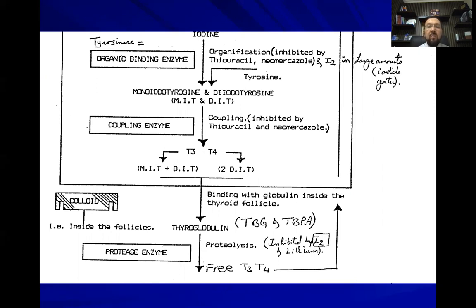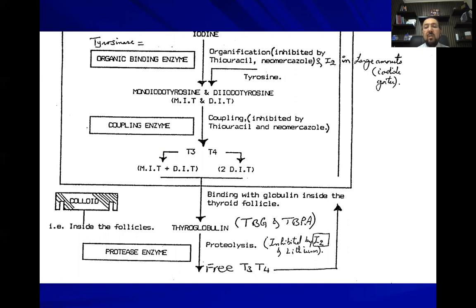These soon bind with globulin inside the follicle to form thyroglobulin, or the colloid material. When the body needs them, through a process of proteolysis, the protease enzyme splits them again so that T3 and T4 are freed into the blood. In the blood, they again combine with globulins and prealbumins to form plasma protein attached hormones, while a very small amount, about 1% or less, remains free. These are the hormones responsible for the metabolic activity, known as free T3 and free T4.